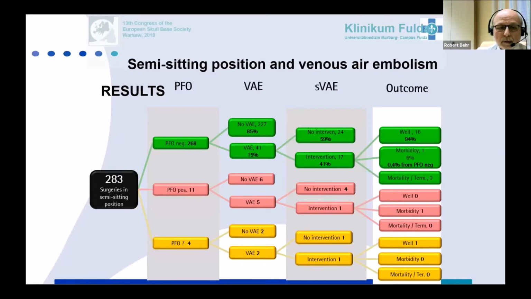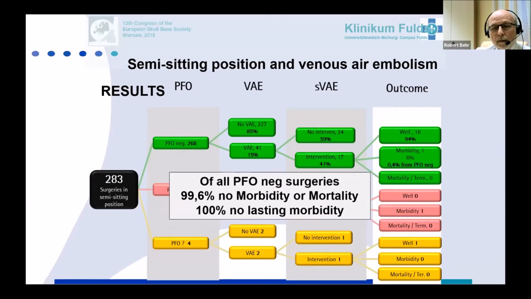One of my co-workers, Dr. Wakentin, examined a good number of patients, almost 300, and he found out that of all surgeries where there was no open foramen ovale, we only had 0.4% morbidity, no mortality, and 100% no lasting morbidity. So it's a very safe procedure if you are acquainted with it, and you need an anesthesiologist who is trained in this procedure. Of course, that's important.